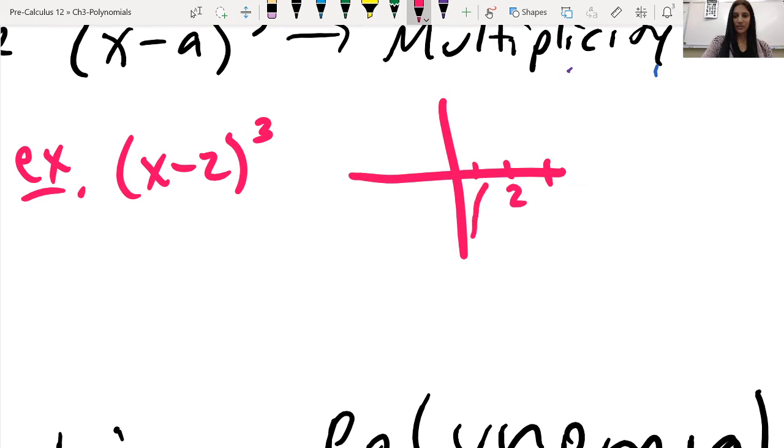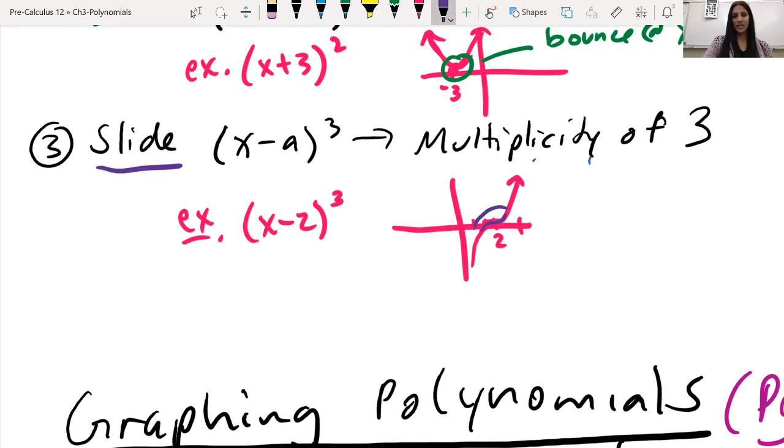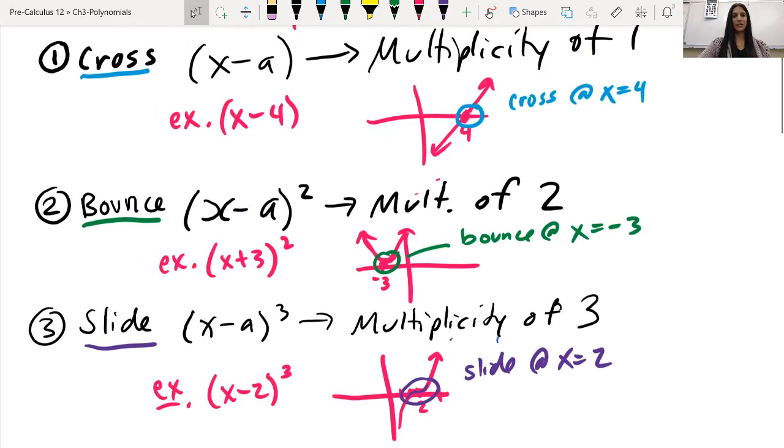a graph that's going from down here. When it hits 2, how can I exaggerate this and show you? It's kind of like sliding or hanging out there for a bit before it comes up. I don't know if you can see that properly. I did my best to exaggerate it. It's not just simply crossing through. It's hanging out there for a bit before it comes up. So what is the slide is this portion here. I would say there's a slide at x equals 2. So that's the impact that the cubed on the factored (x − a) has.